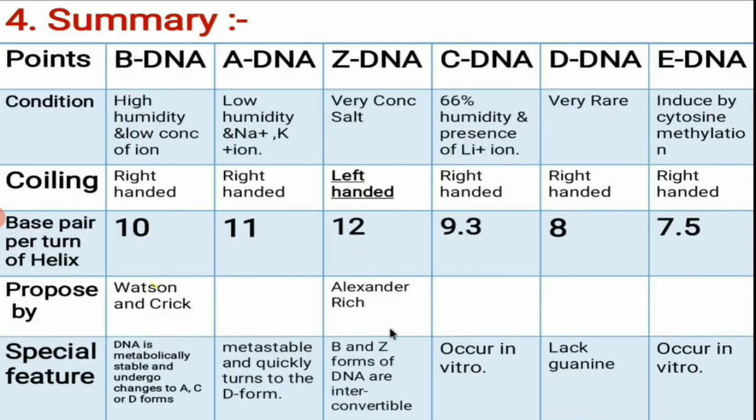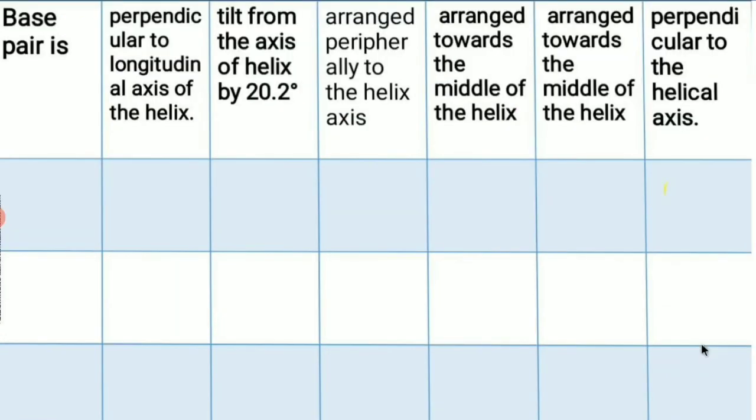Then it occurs in vitro. eDNA occurs in vitro, meaning you do not see this DNA in any cell. We can see this DNA only in a lab, or during an experiment. Base pairs are perpendicular to the helical axis.